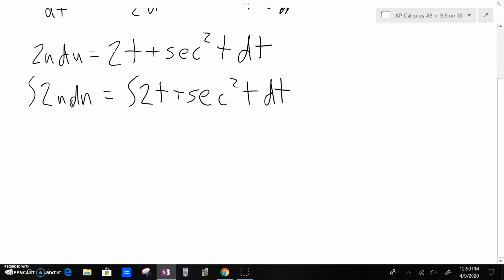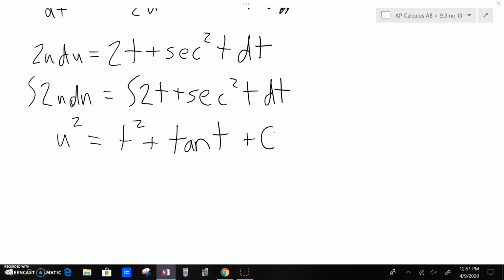Then I've got 2u squared over 2, which is just u squared on the left. And on the right, I've got 2t squared over 2, which is just t squared. And then you would have to know the integral of secant squared is tangent. That would just be one of those expectation pieces. And then plus c.